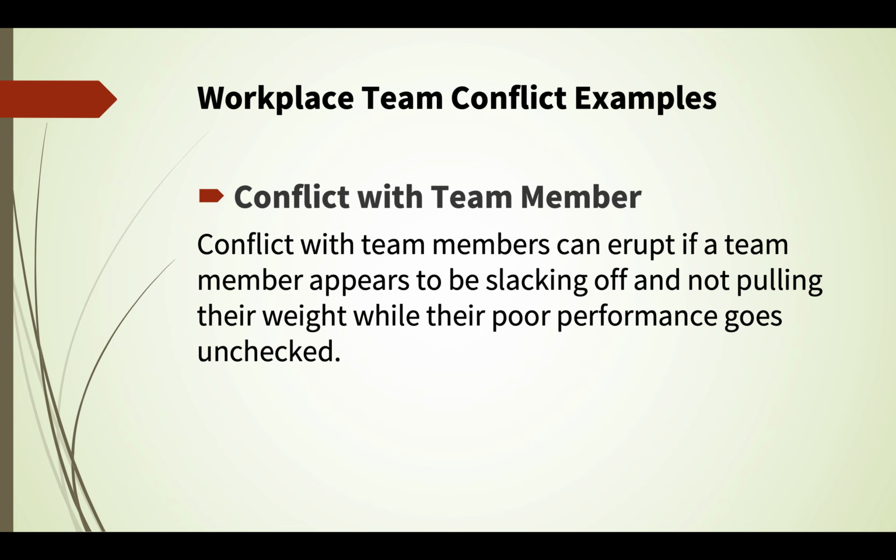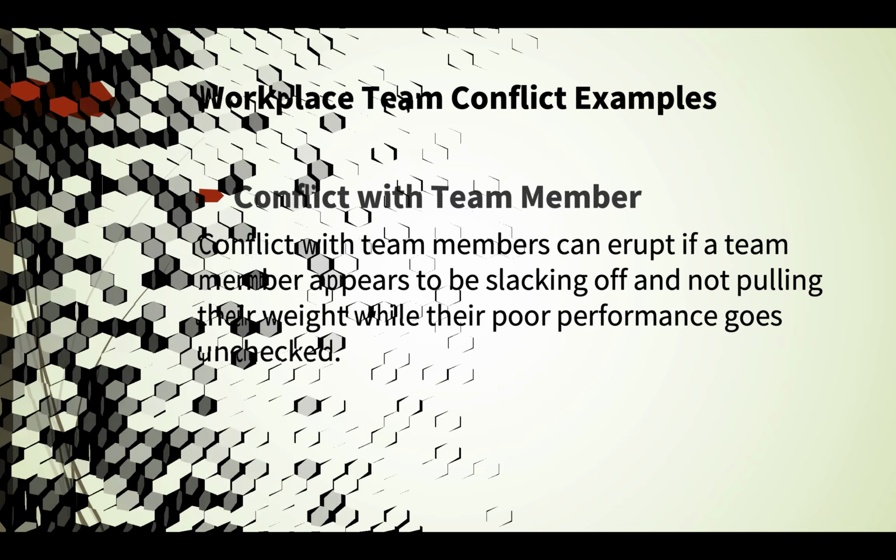Conflict with direct reports or team members can erupt if the team member appears to be slacking off and not pulling their weight while their poor performance goes unchecked. At the same time, workplace change, like a new boss or a peer being given more responsibility, can also spark conflict as workers try to adapt to a new situation. Other factors include individual self-esteem, personal goals, values, and needs.